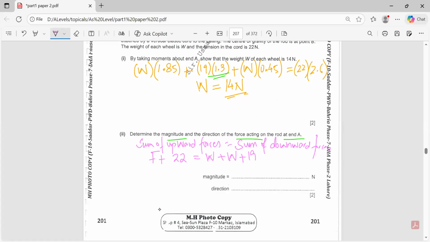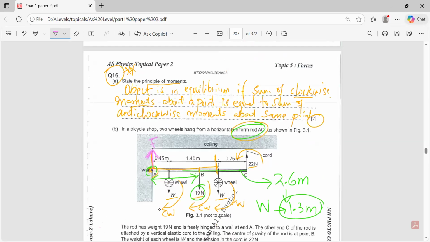We are aware of the weights. So force F will be equal to 14 plus 14 plus 19 minus 22. When we solve this, we end up with a magnitude of force of 25 Newton, and the direction will be vertically upward. This is how we will solve this question. Is this fine?